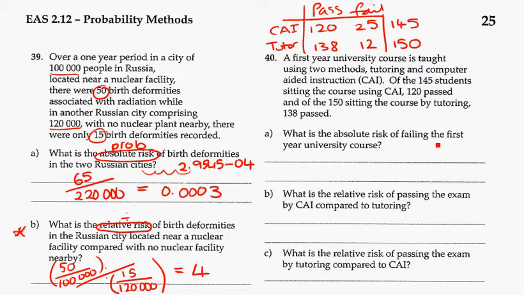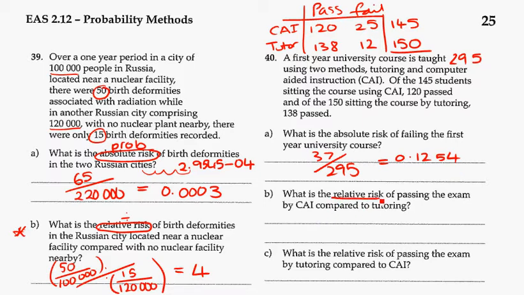Now the absolute risk of failing the first year university course would be these people here all failed, 37 out of the total number of students, adding those two numbers together, 295. You can work that out as a decimal. .1254.